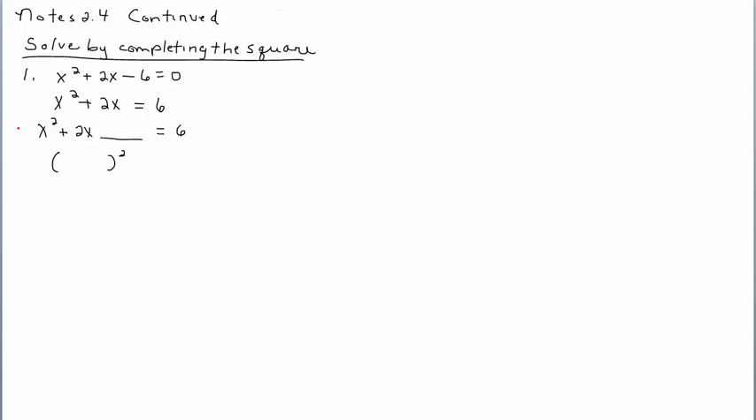Well, what we do is we take half of b, so maybe put a note over here to yourself to find the blank. We're going to take half of b, and once we get half of b, we're going to square it. Well, b is 2, so half of b is 1. And when we square 1, we get 1. So we're going to add 1 here. That's our constant. That's going to allow us to factor this into a binomial square.